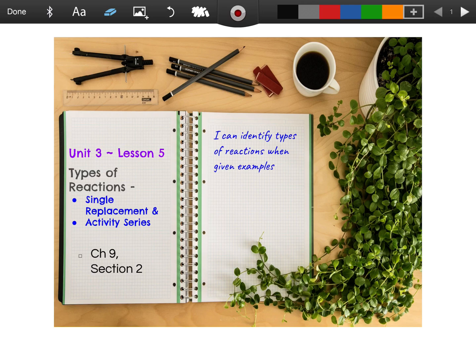Notes for lesson 5 cover single replacement reactions. So single replacement reactions is the third type of reactions that we'll cover. Sometimes single replacement reactions will happen and sometimes they won't. So we use the activity series to determine whether the reaction will happen or not.